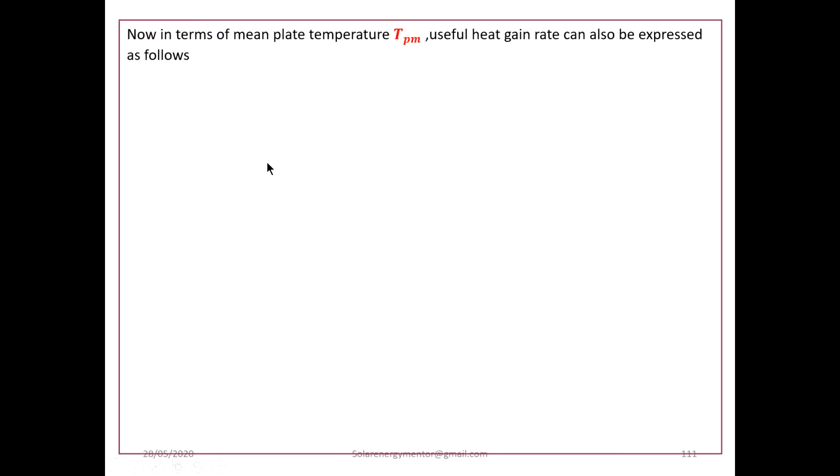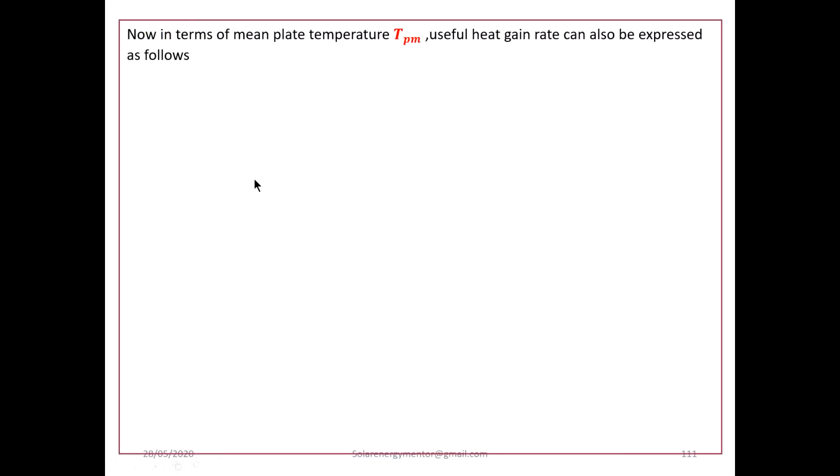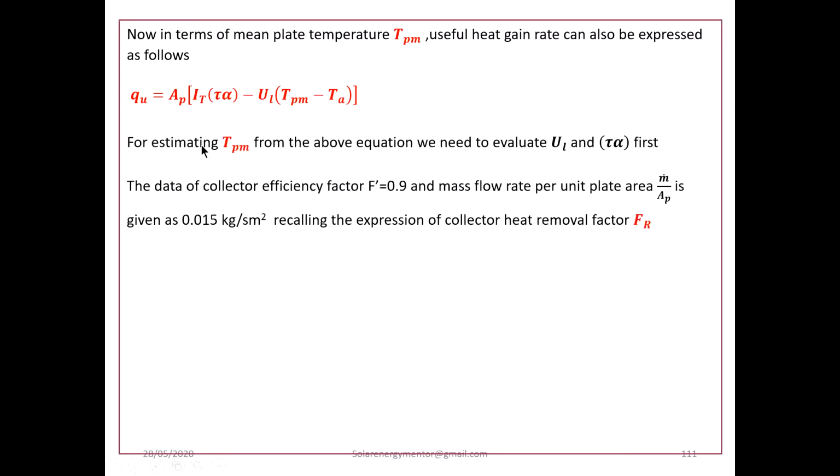Now in terms of mean plate temperature, you can see here the Hottel-Whillier equation mentions QU in terms of collector fluid inlet temperature. So we need to write the equation in terms of mean plate temperature. So useful heat gain rate in terms of mean plate temperature is given by this expression, that is QU equal to mean absorber area, IT into tau alpha. Now FR doesn't come into picture here, minus overall heat loss coefficient, TPM, mean plate temperature, minus ambient temperature. Now we want to find out TPM here.